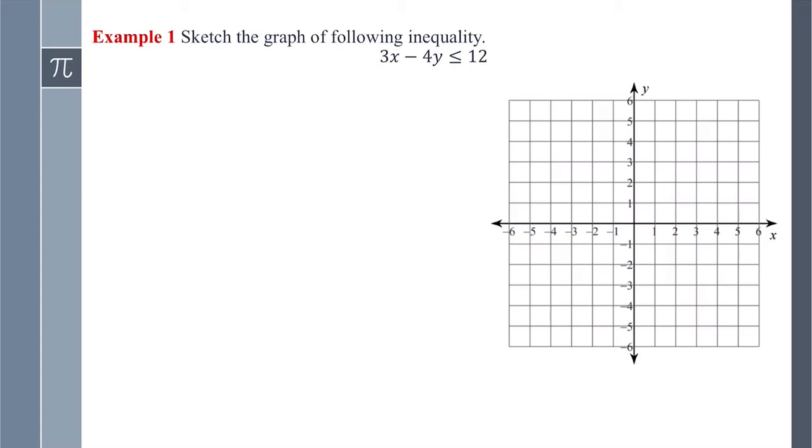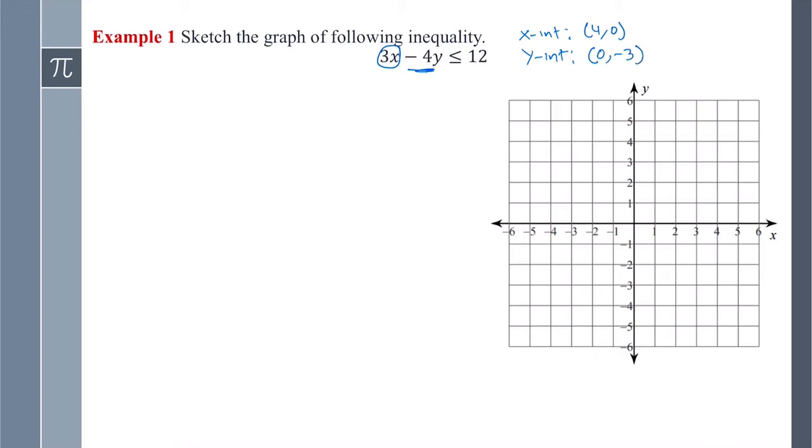To find the x-intercept, we make y 0, so this term becomes 0. We get the equation 3x equals 12, so the x-intercept is 4, which is the point (4, 0). Similarly, to find the y-intercept, we make x 0, so this term is 0. We have negative 4y equals 12, and the y-intercept is negative 3.